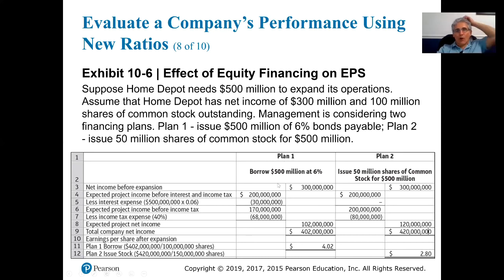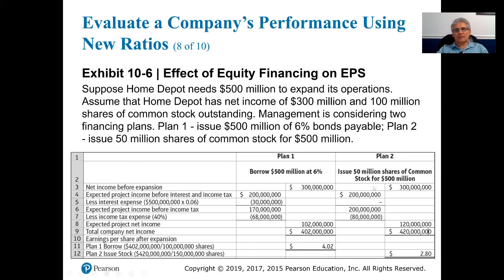Under plan one, we're borrowing money, therefore we can expect to pay interest. So $500 million multiplied by 6%, meaning we're going to pay $30 million in interest. And interest is an expense, so that's going to lower income. So we're going to take the $200 million and subtract 30 million, and that means our project income before taxes will be $170 million.